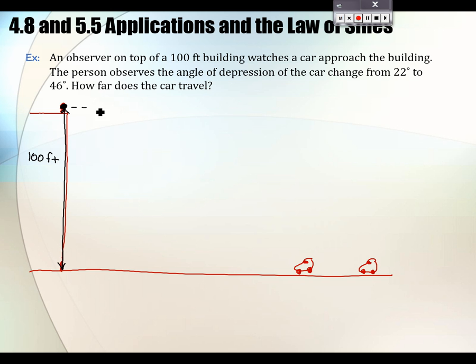And by angle of depression again, remember we mean we're looking out this way, and then we depress our eyes, and we see the car at 22 degrees. Here we go, right? And then later we depress it. That's a terrible line, sorry. Okay, go with it.